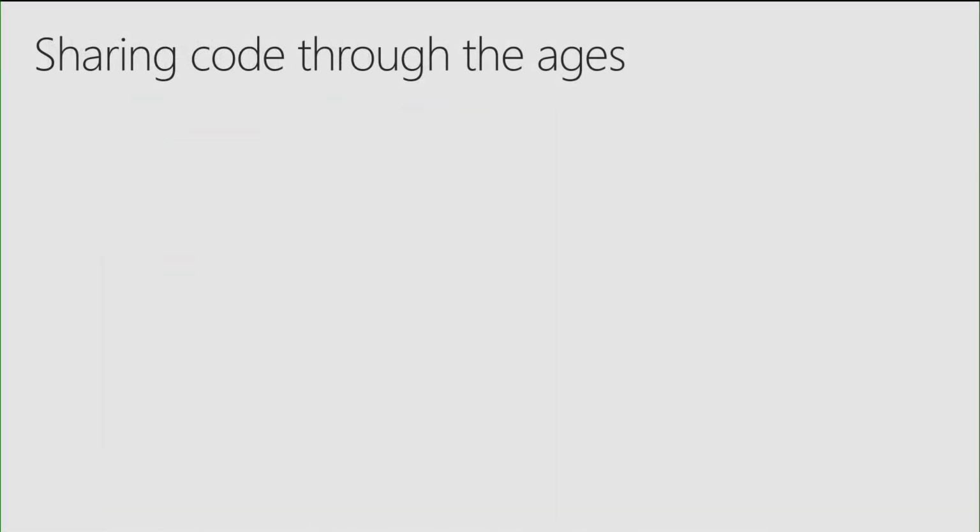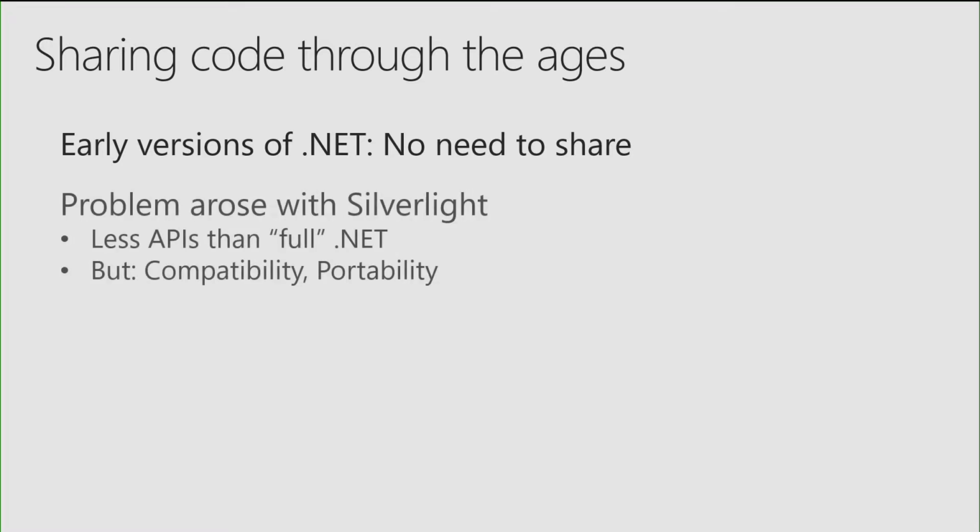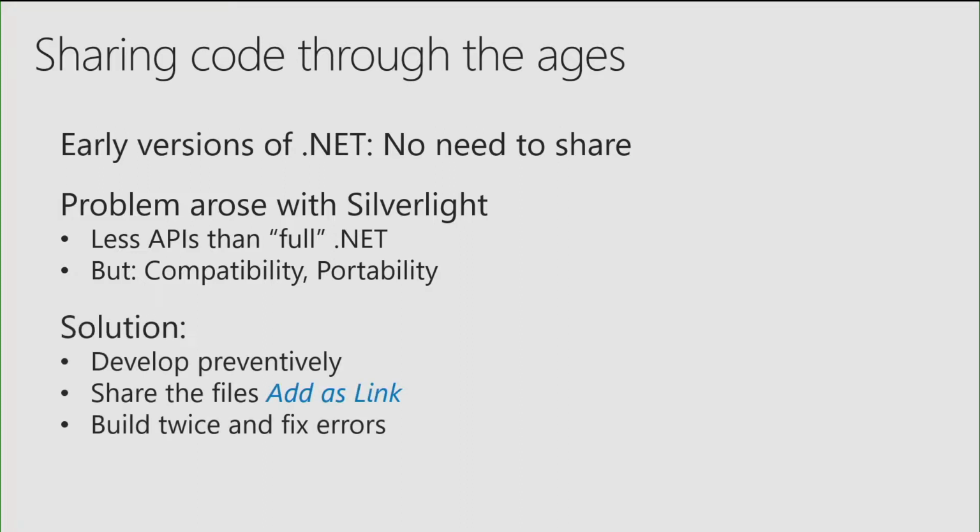When we're talking about sharing the code, a little backstory for this is in our early versions of .NET development, we really didn't have a need to share the code. We just had one platform. It was usually web or it was for Windows, and there was really no sharing of the code. The big problem came with Silverlight. There were fewer APIs than in the full .NET. We had a little bit of compatibility, a little bit of portability. And their solution came with adding files as link. There wasn't a really good story there.